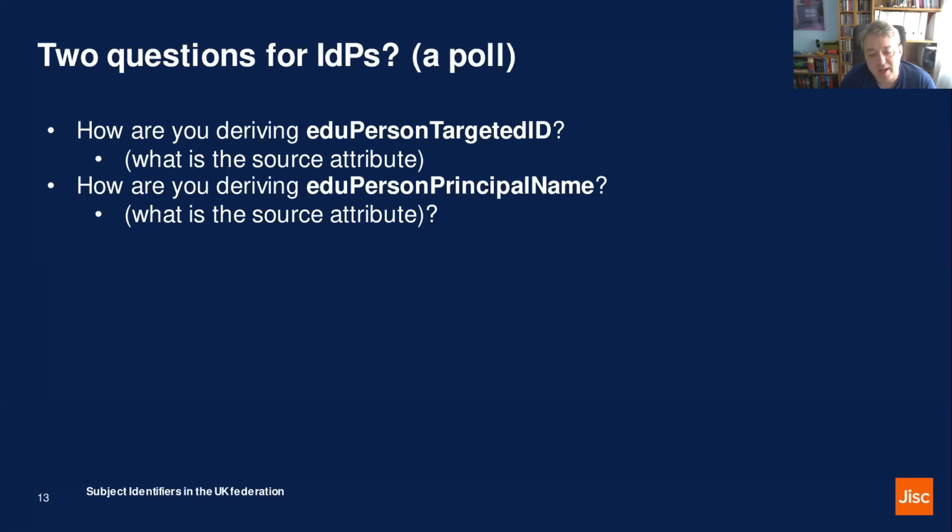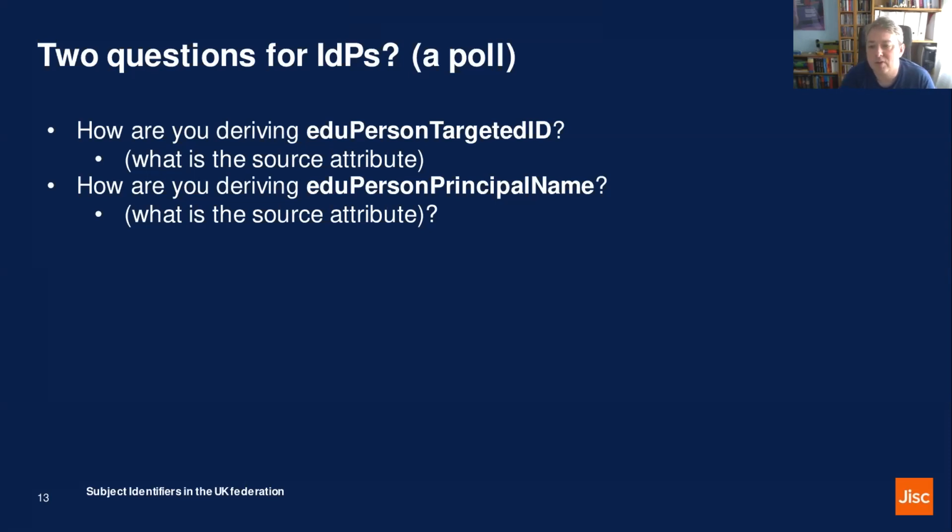So we've got about 18 of 39 at the moment. I'll give it 10 more seconds and then I'll end the poll. Okay, so there's the poll results. Definitely a bit of a mixed bag. Clearly a difference between how you handle eduPersonTargetedID versus eduPersonPrincipalName. Can everyone see the results? Has it brought that up for everyone?